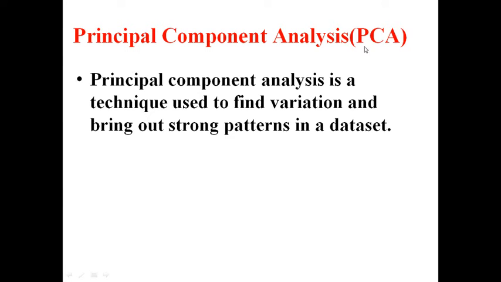Now principal component analysis. It is one of the unrotated methods through which we extract the factors, and it shows a certain pattern of the data. So what it is saying, principal component analysis is a technique used to find the variation and bring out the strong patterns in a data set. So whatever the data we have for exploratory factor analysis, it will give us the pattern on specific factors.